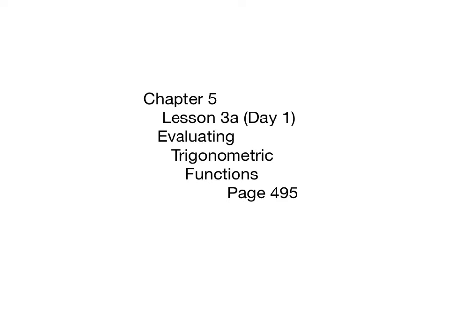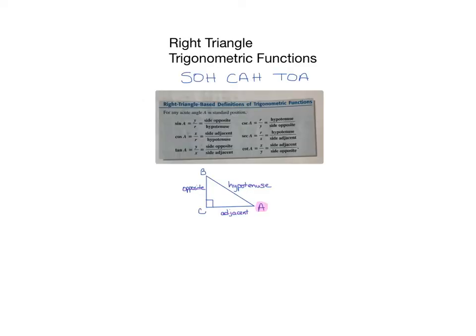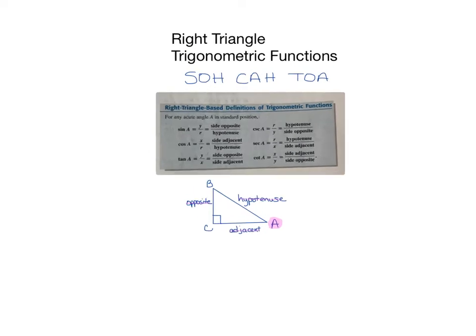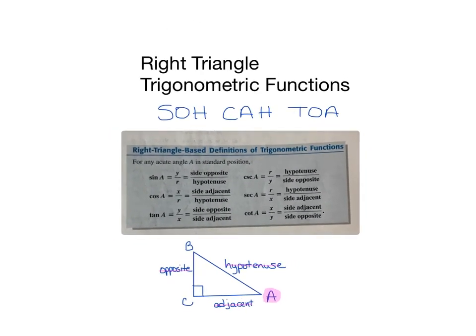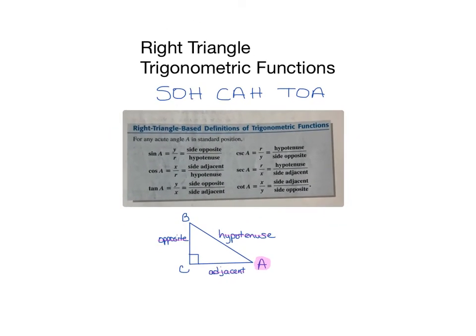Okay, so today we're going to split 5-3 into 2 days. Today we're going to go back to SOHCAHTOA. So for here, this is a screenshot from your textbook. We're going to be talking about right triangles today. More specifically, we'll be talking about the special right triangles, the 30, 60, 90, and the 45, 45, 90.